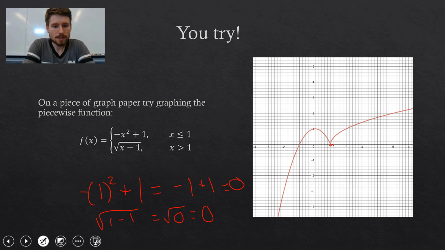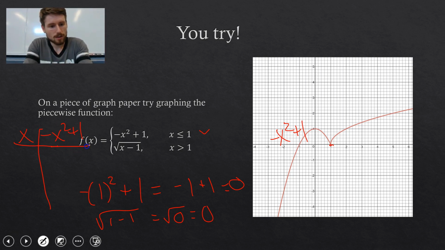Then you're graphing the first function, negative x squared plus 1. You're going to graph this guy over to the left. That's just a parabola that's turned upside down, shifted up 1, so its vertex is at (0, 1), and it's going down. If you had trouble graphing that, I suggest plugging in numbers: what are the values x, and then negative x squared plus 1, what are the answers?